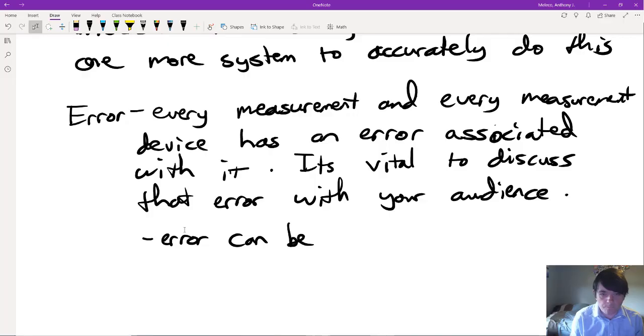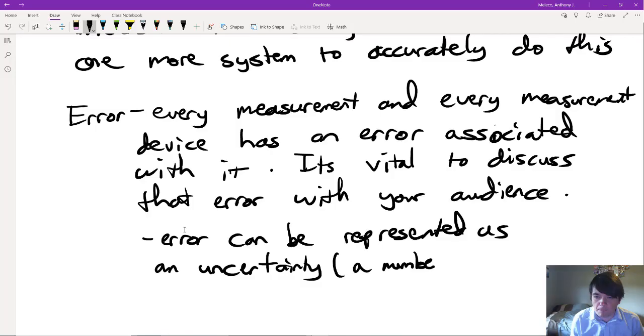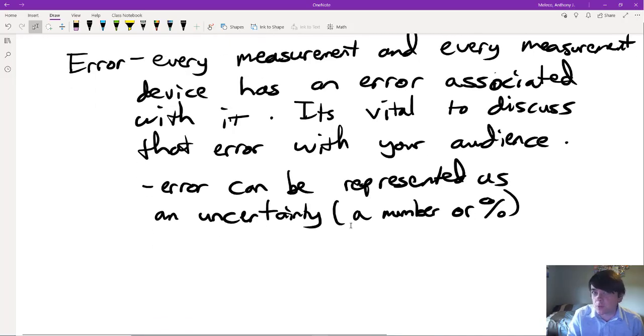Error can be represented as an uncertainty, okay? Which, so a number or percentage. Like for example, I measured the speed of light plus or minus 10% on my measurement. A 10% variance is large, but you're being honest, right? But you can also use a number with that, right? Plus or minus 1,000 meters per second, right, on your value. And I'll talk about how to do that when we do some problems, okay?